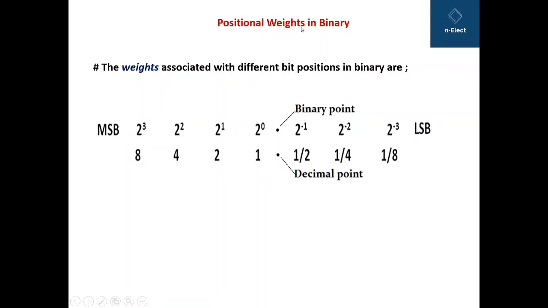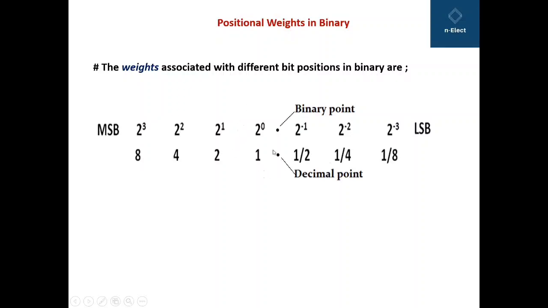So far as the positional weights in binary are concerned, as we write in the decimal number system 10 raised to power 0, 10 raised to power 1, 10 raised to power 2 for the integer part, and for the fractional part 10 raised to power minus 1, 10 raised to power minus 2, 10 raised to power minus 3. In case of binary, since the base or radix of the number system is 2, we will have to write 2 raised to power 0, 2 raised to power 1, 2 raised to power 2, likewise. The weights associated with different bit positions in binary are.